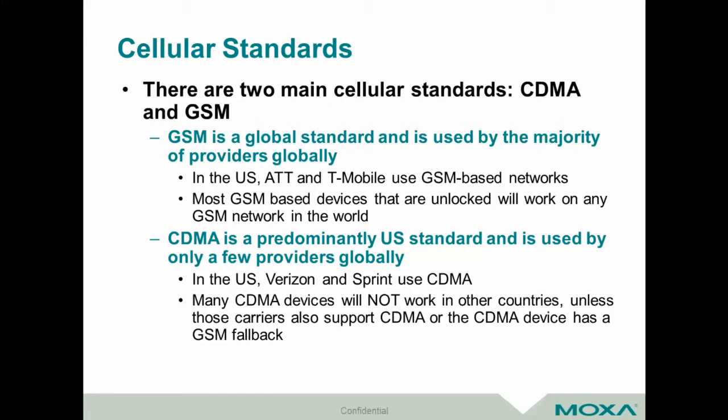GSM is basically a global standard. It got started in Europe and is used by the majority of providers globally. If you look at total usage for cellular devices globally, GSM accounts for roughly 70% of all users. Here in the U.S., both AT&T and T-Mobile use GSM-based networks. So if you have a device for one of those two networks, it's very easy to roam globally, whether that's up to Canada, to Europe, or down to South America. Because those devices are on a global system, they can move between regions very seamlessly.